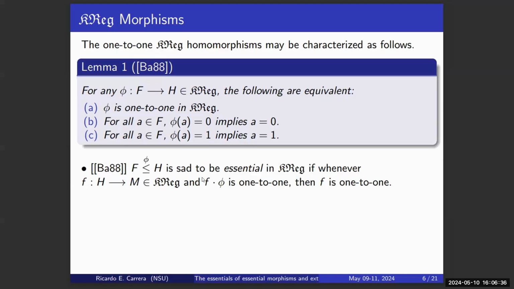Banaszewski defines the concept of an essential extension in the category here. So you have H as an essential extension of F if whenever you have a map f from H to M in kReg, and the composition is one-to-one, then f happens to be one-to-one. So just the prototypical definition.